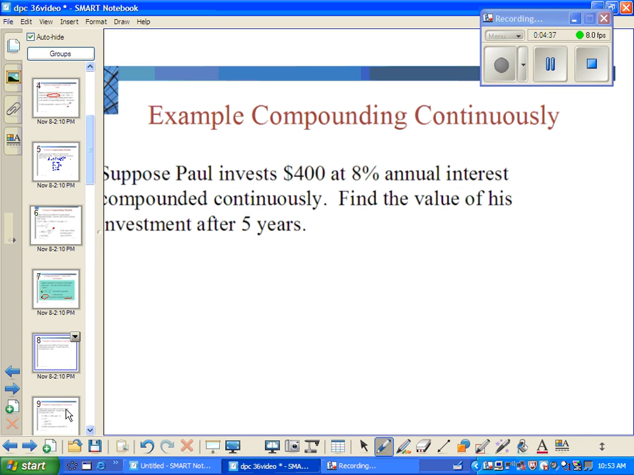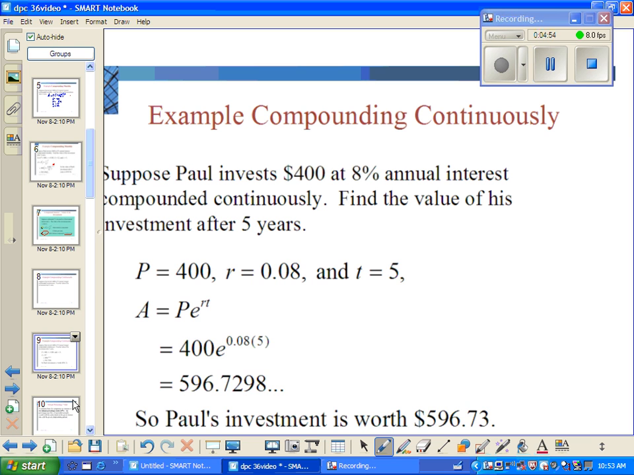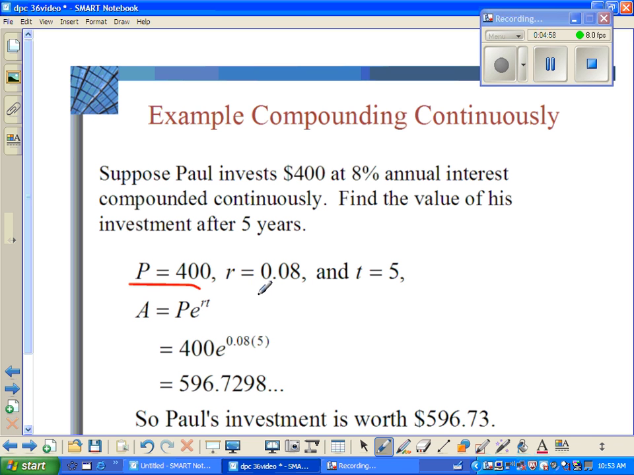And if we take a look at an example of that, what you'll notice is that we could do the same problem, but have it compounded continuously. Suppose Paul invests his $400 at 8% annual interest compounded continuously. Find the value of his investment in 4 years. Well, now as we take a look at that once again, you'll notice that our principal is the $400. The rate is 0.08 and the T is 5.